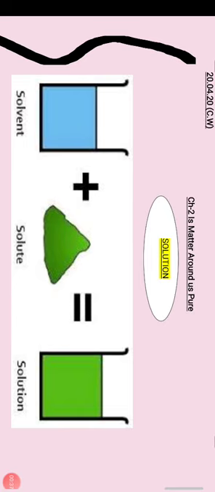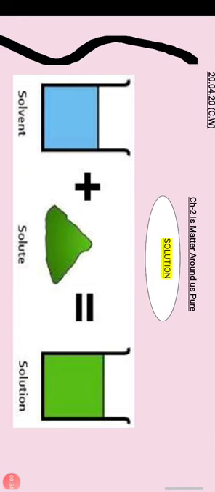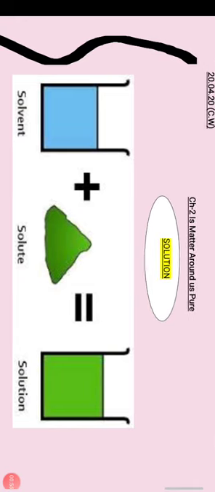Solute is the component which is present in less amount, but not always. That means any substance which is dissolved into the other substance is known as solute. Solvent is the component which is present in more amount, but not always. Solvent is the component in which another component gets dissolved. These together constitute the solution. I'll give you one example.